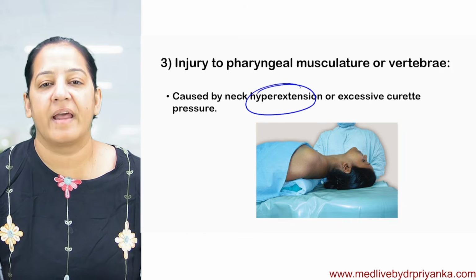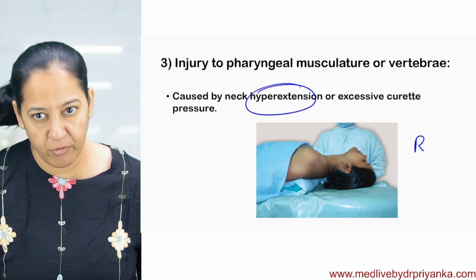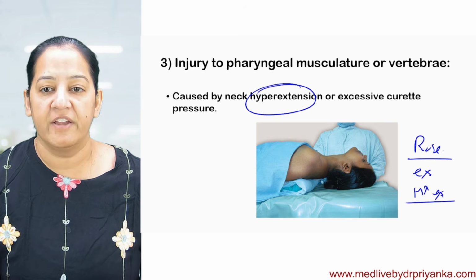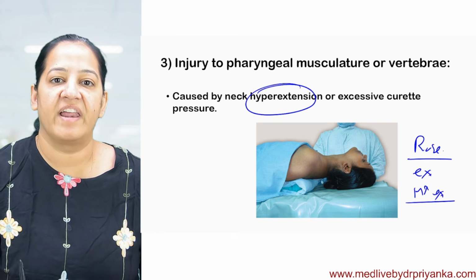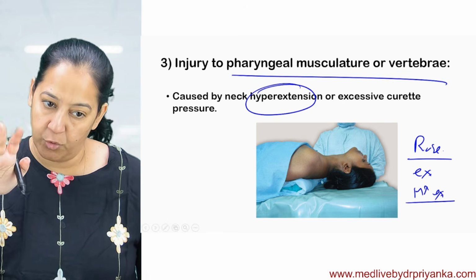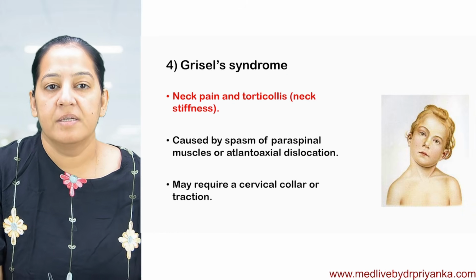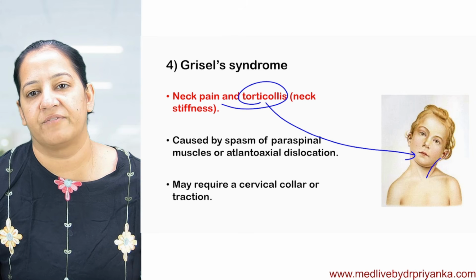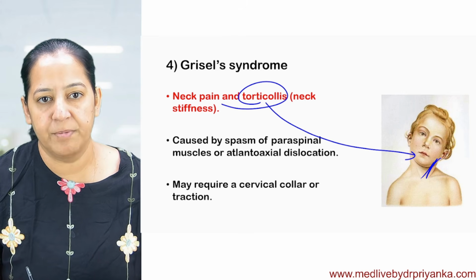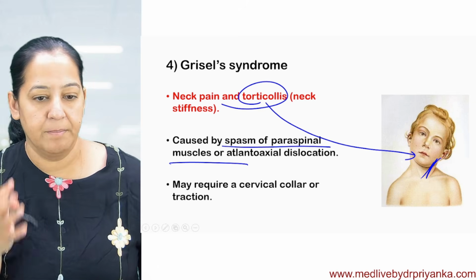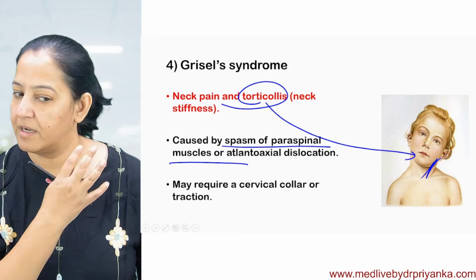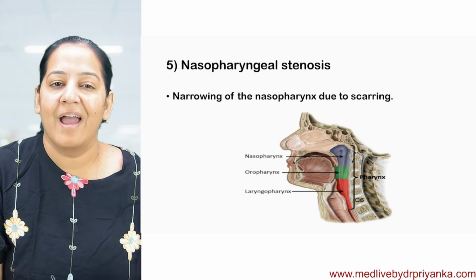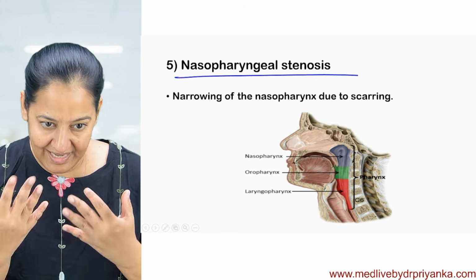Okay, avoid hyperextension of the neck in Rose position. Give Rose position. Do extension of the neck, but don't do hyperextension. If hyperextension of the neck is done, the pharyngeal or vertebral muscles can go into spasm. Sometimes torticollis happens after the surgery. The patient has torticollis, you know, the neck stiffness on one side, because of spasm of the paraspinal muscle. This is known as Grisel syndrome. And nasopharyngeal stenosis can occur later.